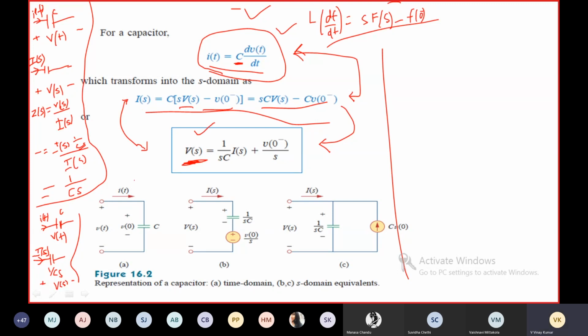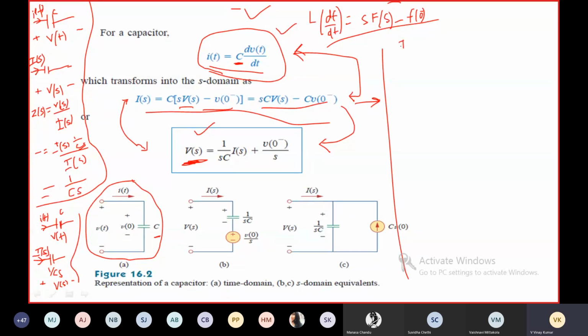Now, this is the circuit model in time domain, the representation of a capacitor in time domain. V of t is the voltage across the capacitor, I of t is the current flowing through it, and V of 0 is the initial condition. The capacitor is initially charged. So now coming to S domain, let us take the voltage and current equations, starting with the current equation.